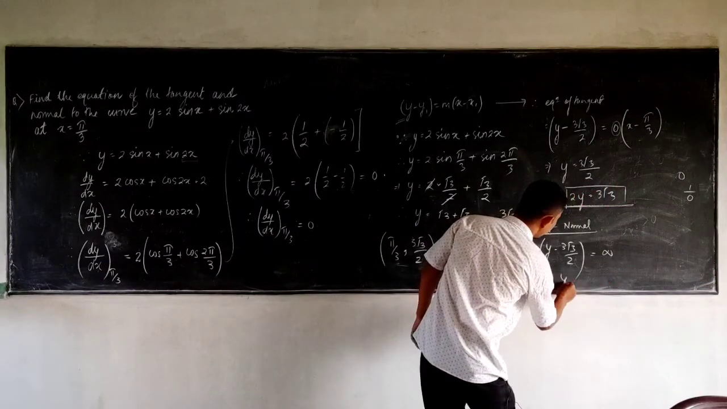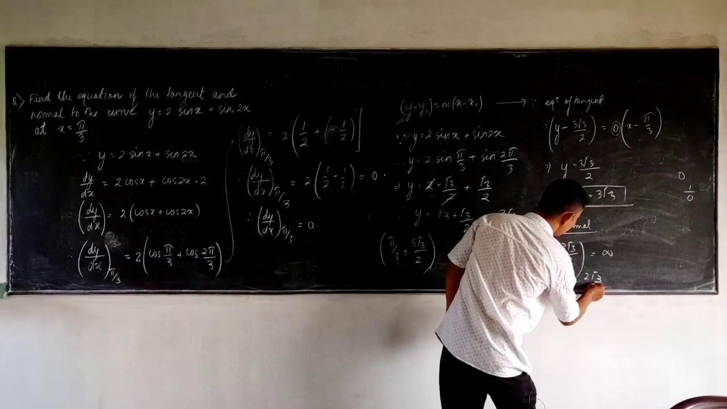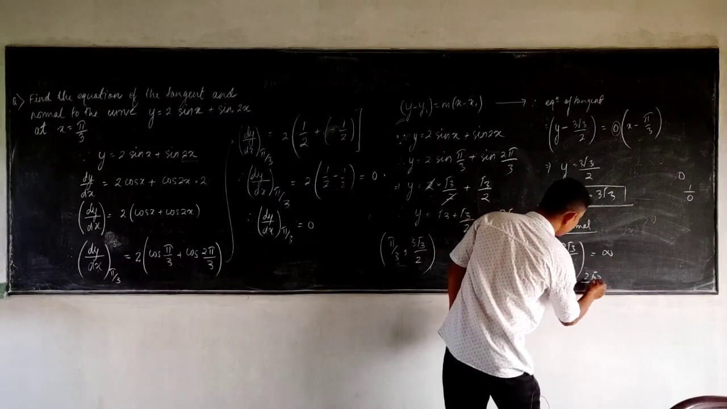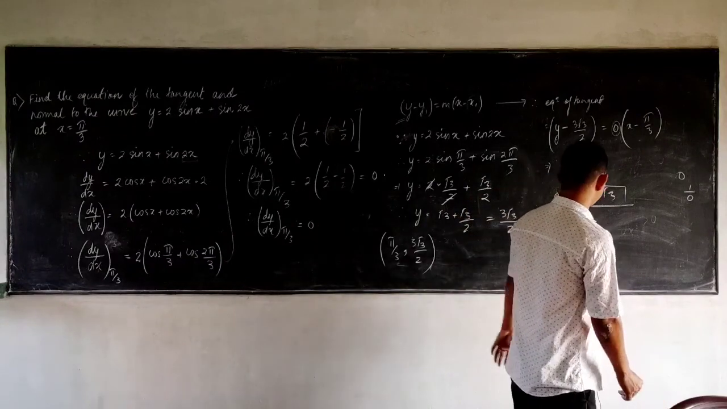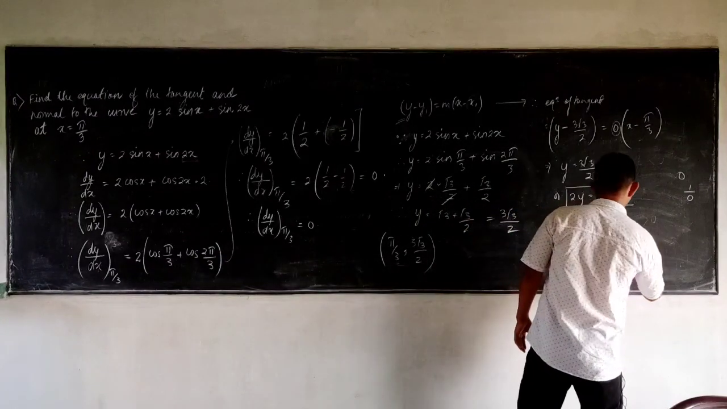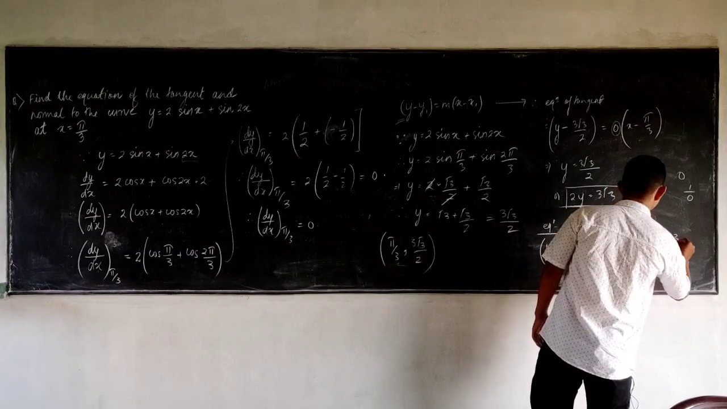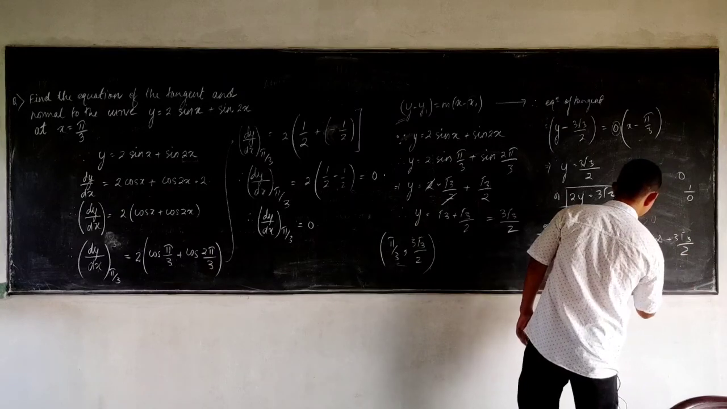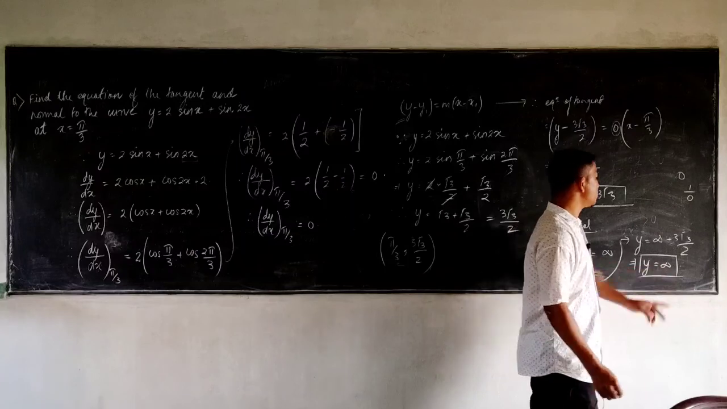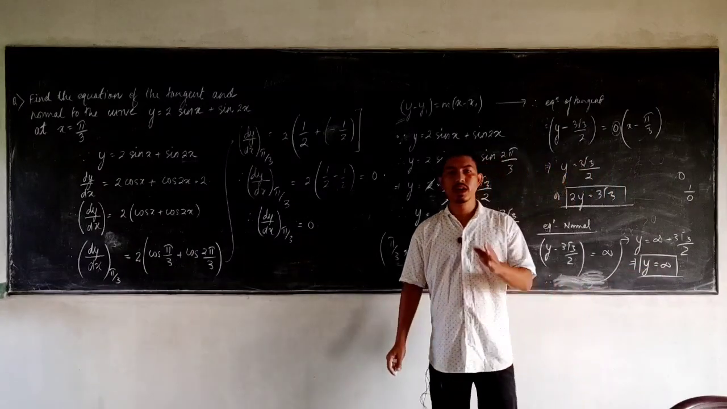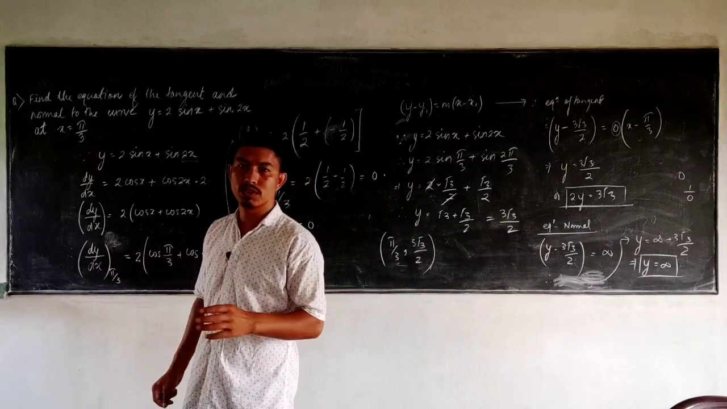Therefore y will be equal to undefined plus 3 root 3 divided by 2, or this implies that y is equal to infinity. So what does this represent? This represents a line that is perpendicular to the x-axis. Okay, so that is how we find the equation of a tangent and a normal to the given curve.